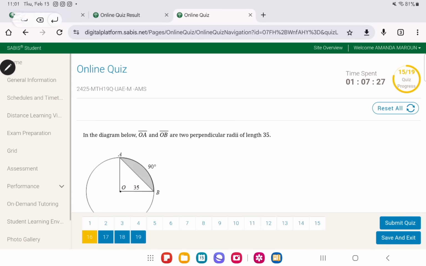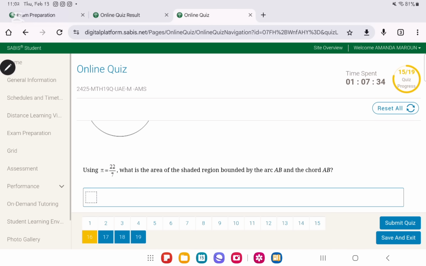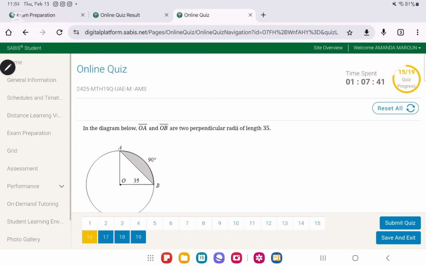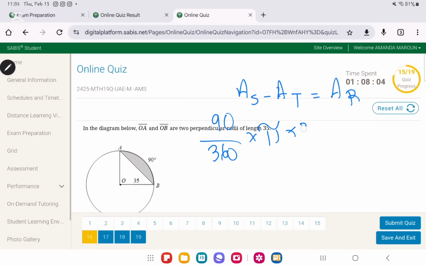They said in the diagram below, OA and OB are two perpendicular radii of length 35. They said using pi 22/7, what is the area of the shaded region? Very simply, to find the area of the shaded region, first we need to find the area of the sector, then we subtract the area of the triangle, and we will get the area of the shaded region. So the area of the sector is going to be the degrees, which is 90, over 360 multiplied by pi times the radius, which is 35 squared, minus the area of the triangle.